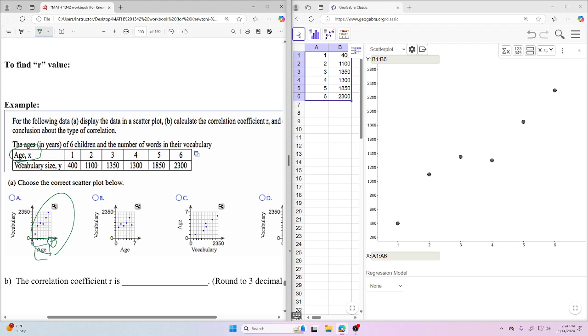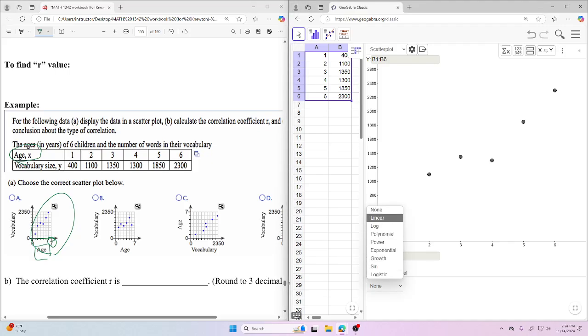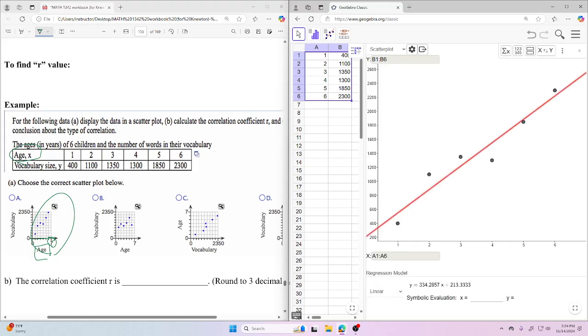Okay, cool. Now it says find R, and this is the thing that I don't have yet. I need to go and find the math. So down at the bottom it says regression model, and we're going to click on linear every single time. R is for the linear correlation coefficient. Oh, look, they even drew a line for me. How nice. So far, so good.